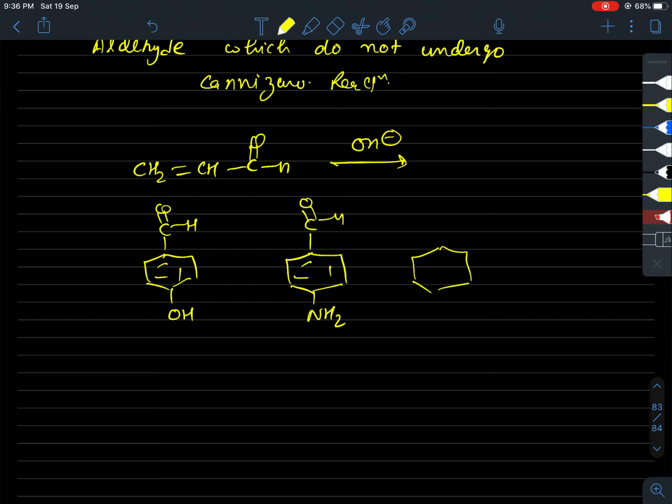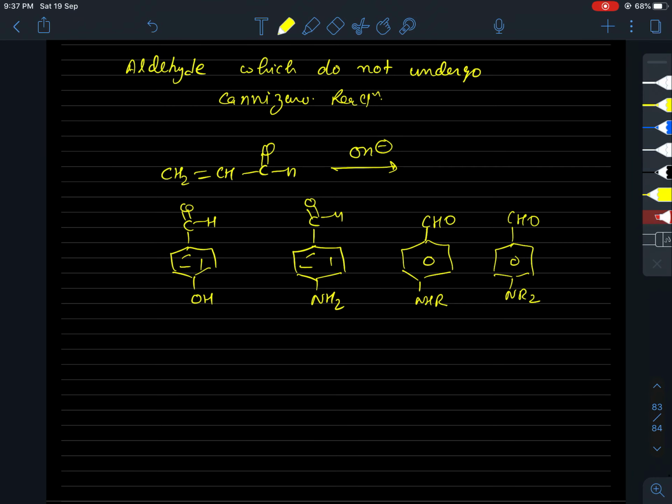Similarly, if you have NH2, and then suppose you have secondary and tertiary donating groups like NHR or NR2, all of these at ortho and para are not going to give it. So these are some very, very important examples which, even though they don't have the alpha hydrogen, still do not undergo Cannizzaro reaction.